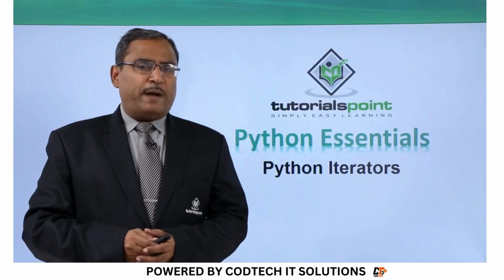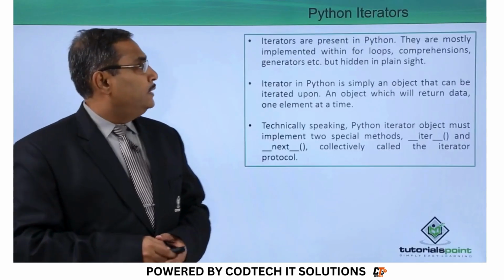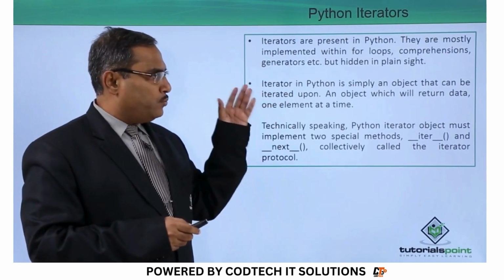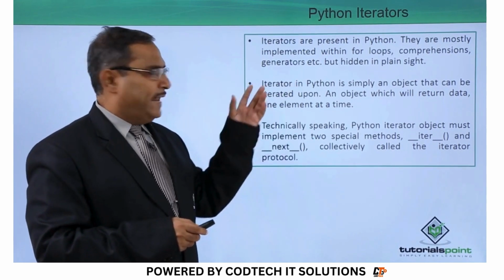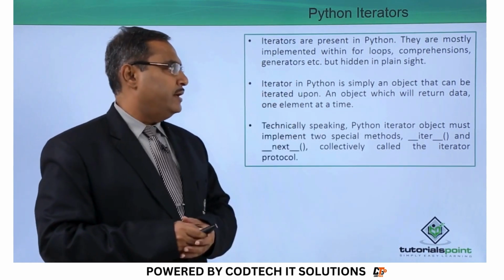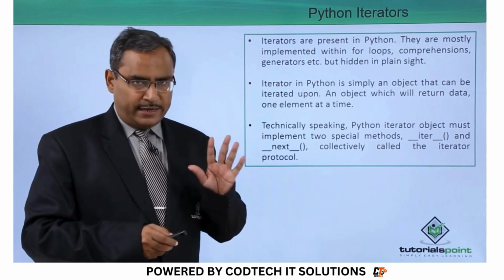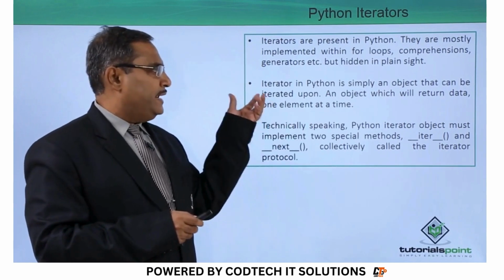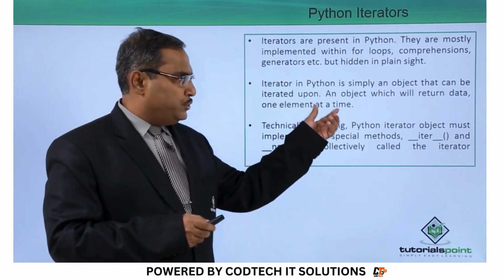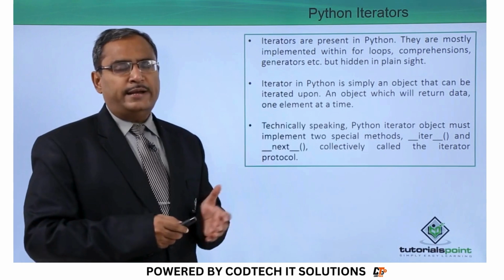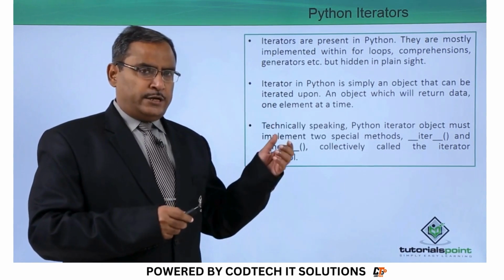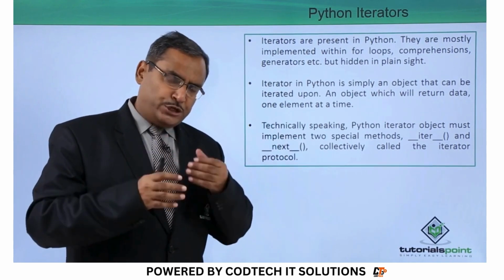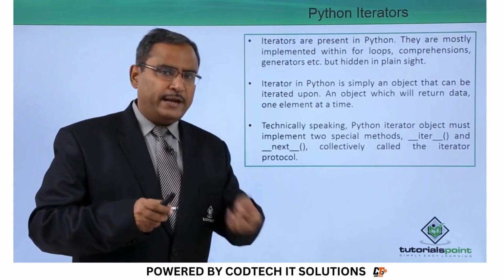We are going to discuss Python iterators. Iterators are present in Python and they are mostly implemented within for loops, comprehensions, generators, etc., but hidden in plain sight. An iterator in Python is simply an object that can iterate upon an object which will return data one element at a time. This iterator will operate on a sequence of elements, and in each iteration it will pick up one element at a time.